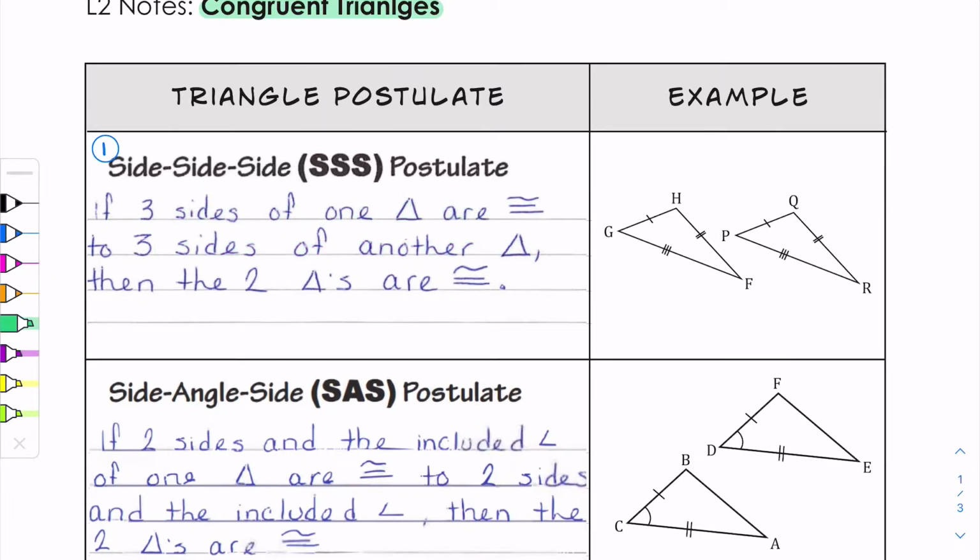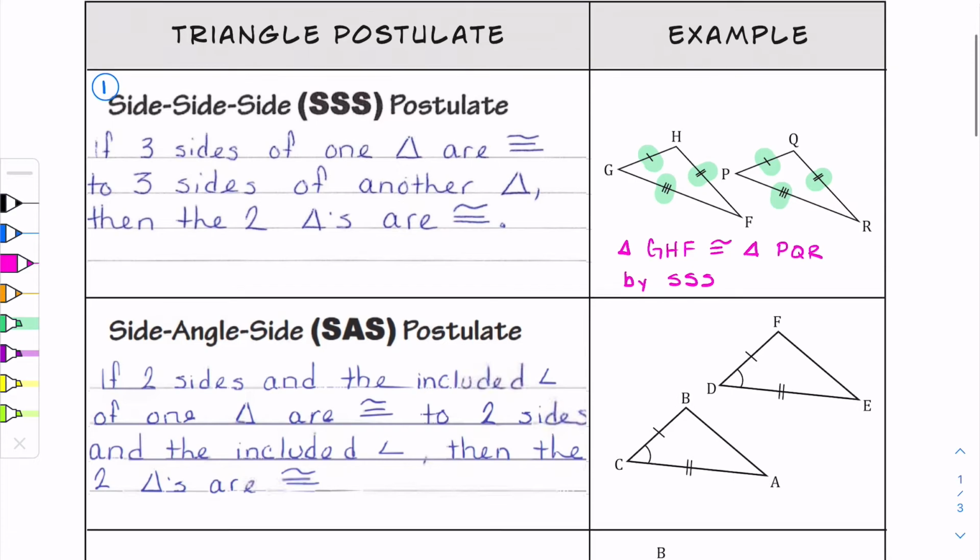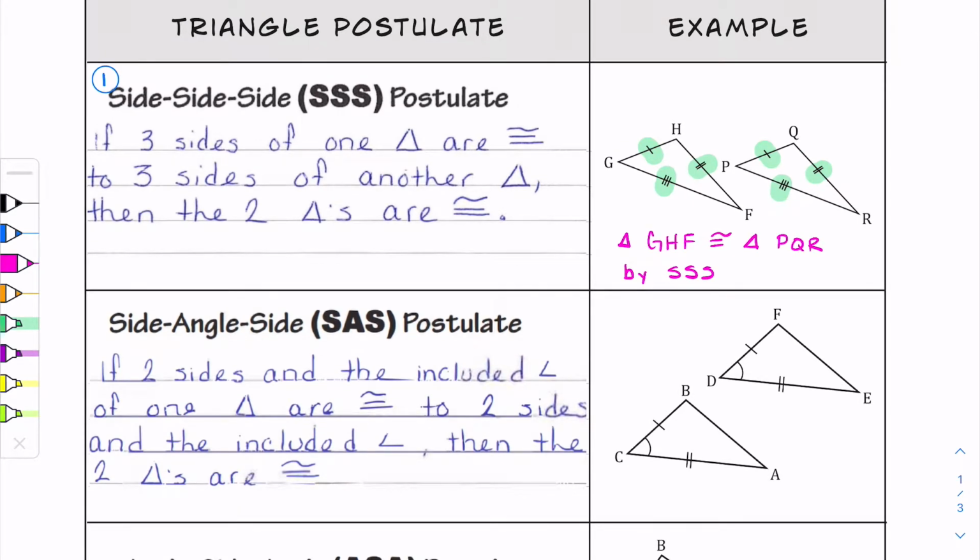This means you don't need any other information. All you need to know is that you have 3 sides between 2 triangles that are congruent, and you can automatically say, in this case, triangle GHF is congruent to triangle PQR. And when we give a reason why we know that, we would say by side, side, side. Okay, we don't need to know anything about angles. Knowing that the 3 sides are congruent is enough information to prove the triangles are congruent.